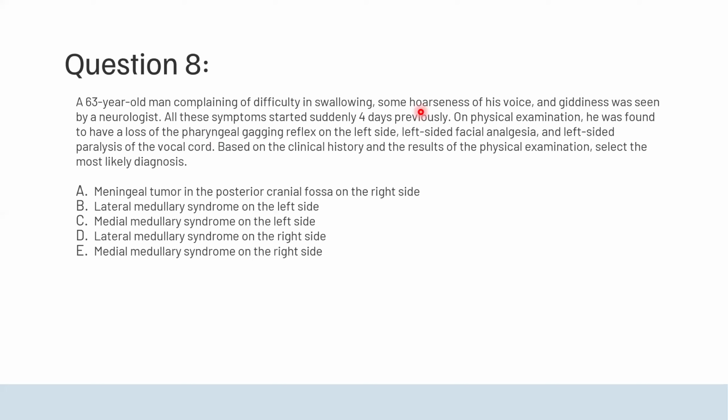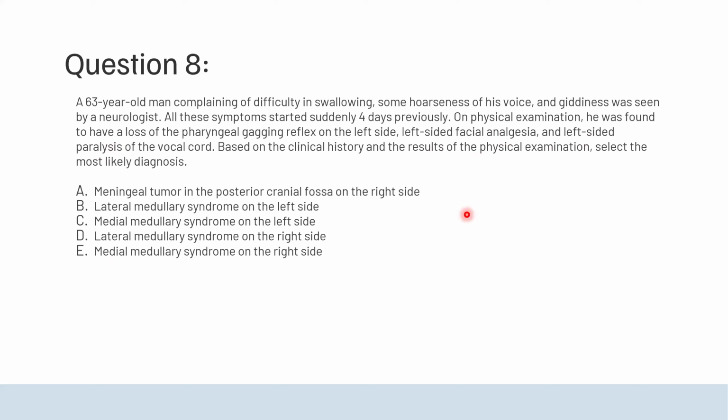Difficulty in swallowing, some hoarseness of his voice, and giddiness was seen. Difficulty in swallowing and hoarseness of his voice means that I'm talking about the vagus nerve. On physical examination, he was found to have loss of the pharyngeal gagging reflex on the left side. Once again, vagus. Left-sided facial analgesia, so I'm talking about something that has to do with sensation here. And left-sided paralysis of the vocal cord. Once again, the vagus nerve. Based on the clinical history and the result of the physical exam, select the most likely diagnosis.